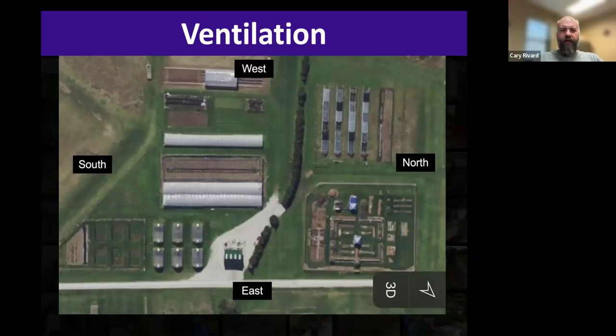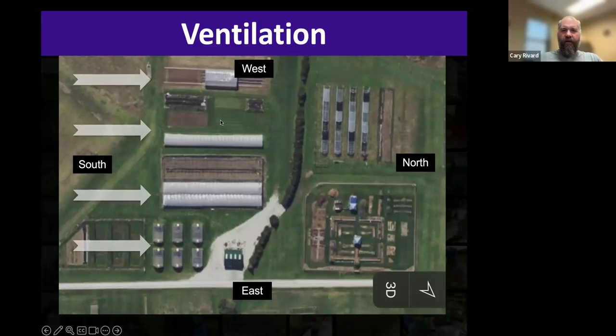So this is an overhead picture of our research station, and you can see those tunnels that I pointed out earlier. Here's some four-season tunnels. Here's our three-season, our Haygrove multi-bay tunnel, solo tunnel, movable tunnel. So our prevailing wind comes from the south. And what you'll notice is that these tunnels are not oriented in the same direction.